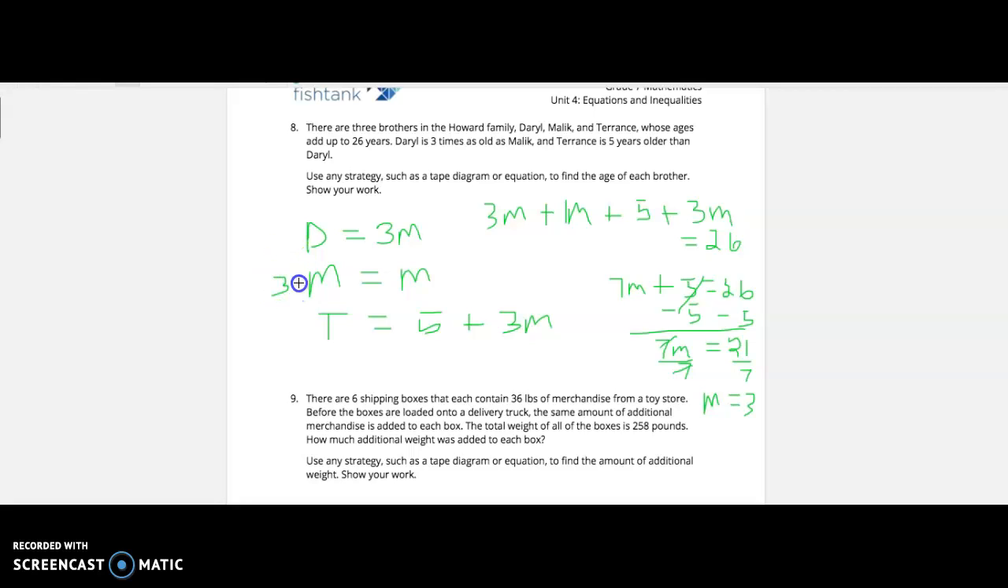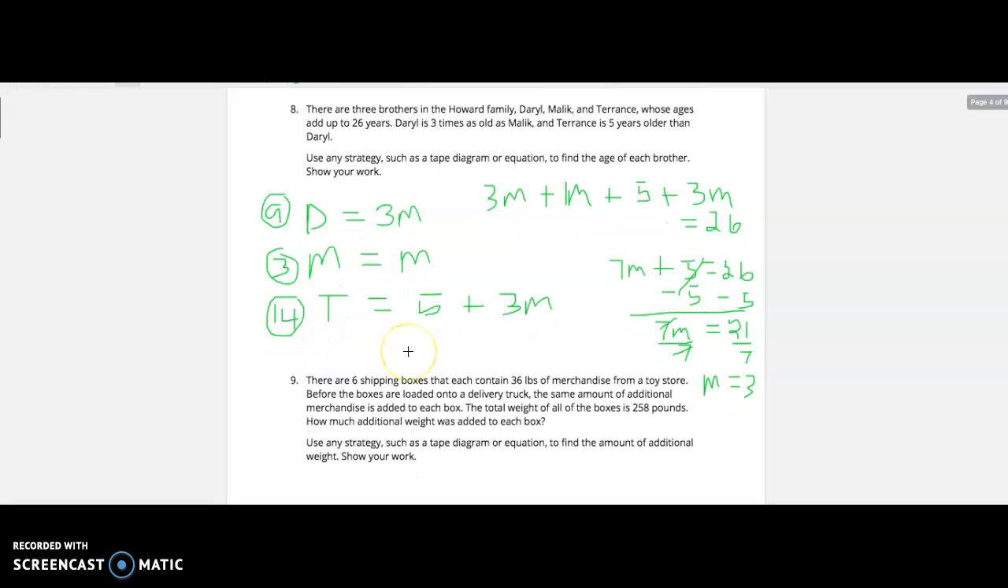And then Daryl is 3 times M, which is 3. So Daryl is 9. And then 3 times 3 is 9 plus 5, so Terrence is 14. So let's see if we did it right. 9 plus 3 is 12, plus 14 is 26.